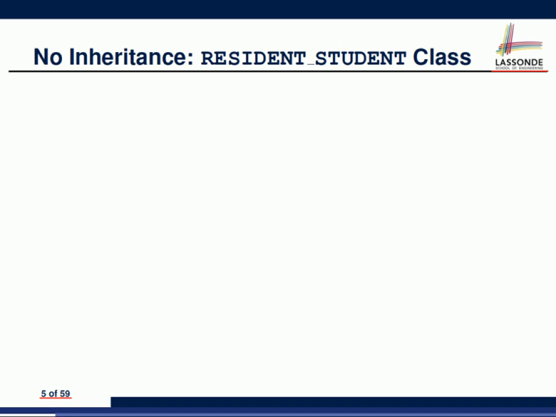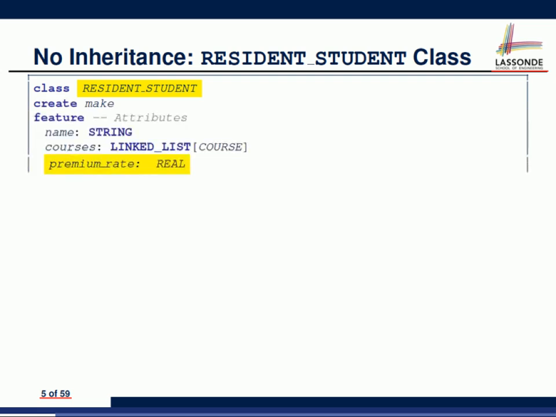We have a class called resident students. Okay, resident students over here. And then we got constructor make. And then we got name, we got courses, let's say linked list. And also we got premium rates. You can think about premium rate is what distinguishes between a resident student and a non-resident student, right?